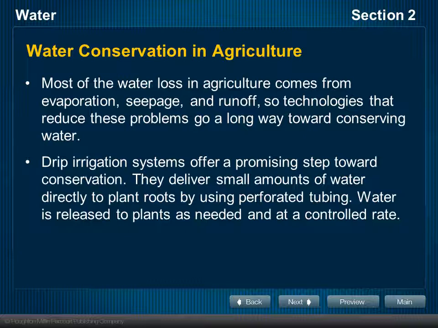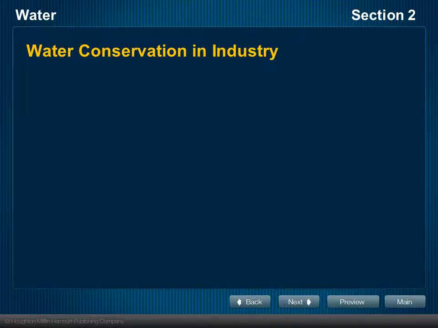I had better growth results, and my city water bill went down considerably. So those types of things really are worth talking about and looking at.